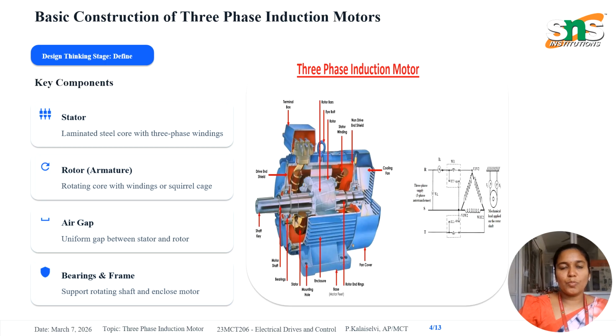The three-phase induction motor mainly consists of four important parts: stator, rotor, air gap, and bearings and frames. The stator is the stationary part of the motor, which consists of a laminated steel core with three-phase windings. The rotor is a rotating part placed inside the stator. It rotates due to the electromagnetic interaction with the stator field. The air gap is a small uniform gap between the stator and rotor, which allows smooth rotation and magnetic interaction. Bearings support the rotating shaft and reduce friction. The frame protects the internal components.